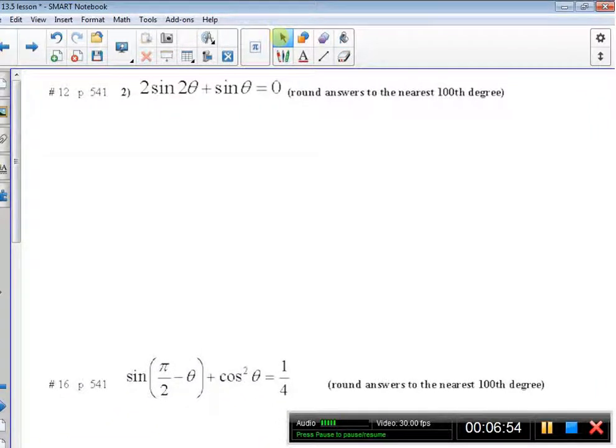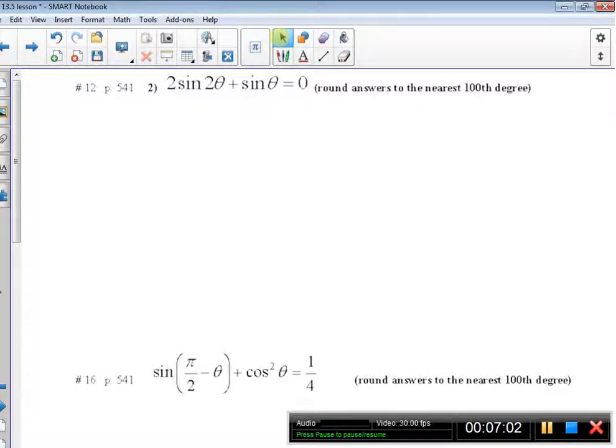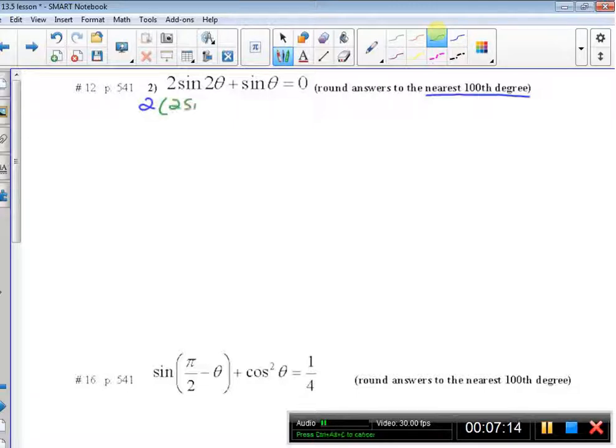Okay, so 2 theta plus sine theta equals 0. Round answers to the nearest hundredth degree. So we need a formula. Sine of 2 theta is equal to 2 sine theta cosine theta, and then plus sine theta equals 0. So all we did was a substitution for sine of 2 theta in green.